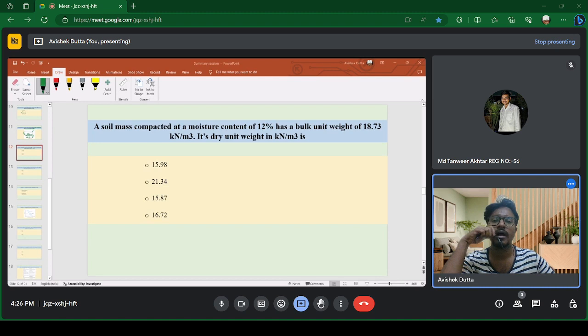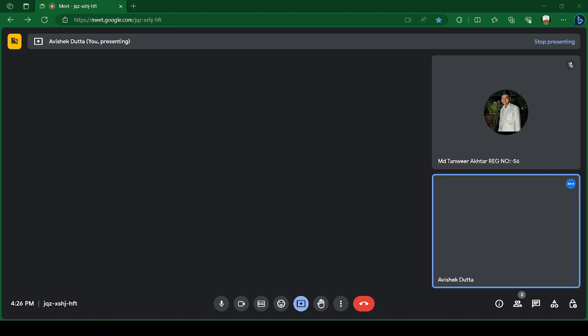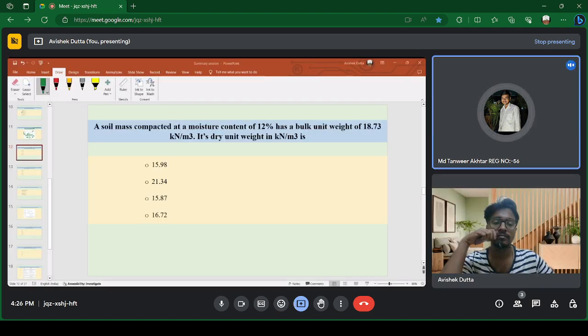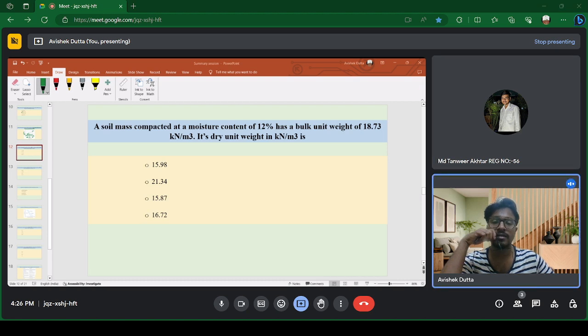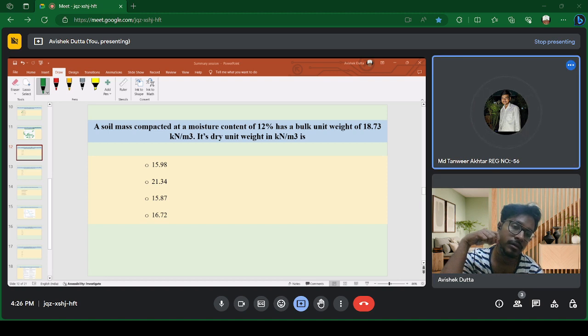A soil mass compacted at a moisture content of 12% has a bulk unit weight of 18.73 kilonewton per meter cube. Its dry unit weight in kilonewton per meter cube is, can you solve it? Please solve it and tell me what is the answer.